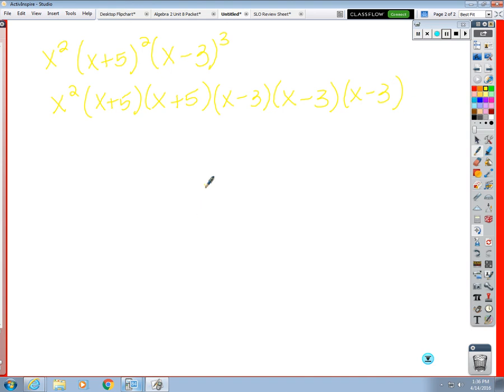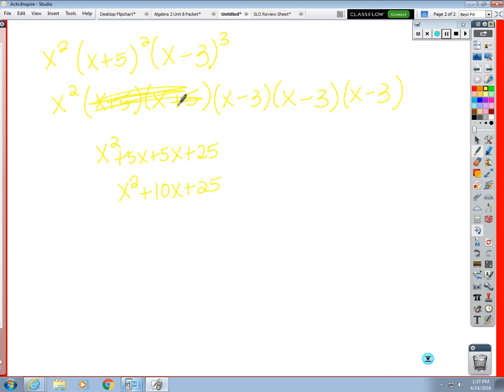Okay, well, just sit tight for a second. I'm going to first start by FOILing these two. X times x is x squared. X times 5 is 5x. Another 5 times x is another 5x, and 5 times 5 is 25. That set of binomials then simplifies to x squared plus 10x plus 25.